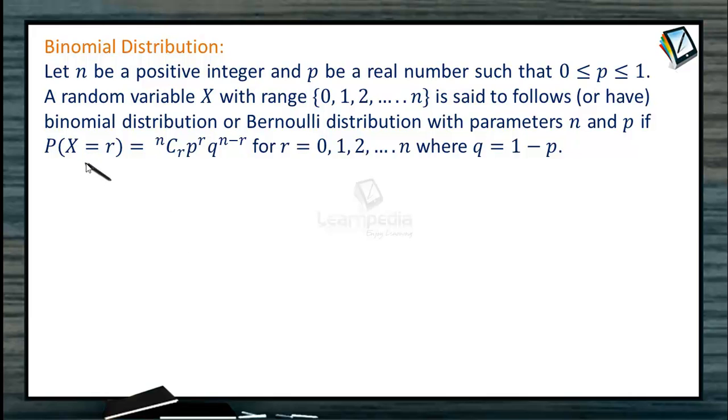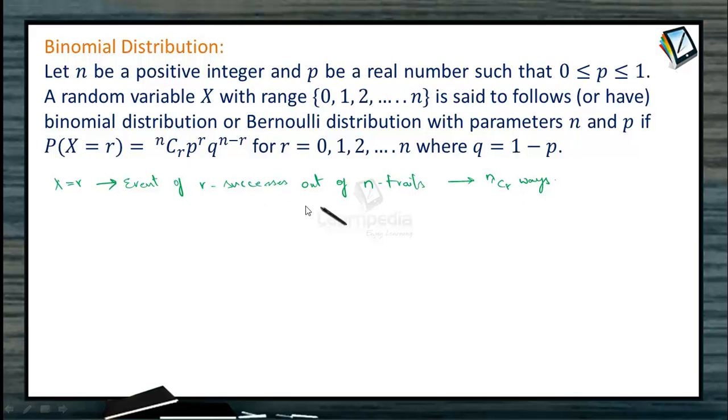If you look at it, X equal to r denotes the event of r successes. What is this event? Yes, it is the event of r successes out of how many times we are repeating? Yes, n times, out of n trials. How many ways can this happen? Yes, this can happen in nCr ways. Any r times we reach success out of n such attempts, which can happen in nCr ways.